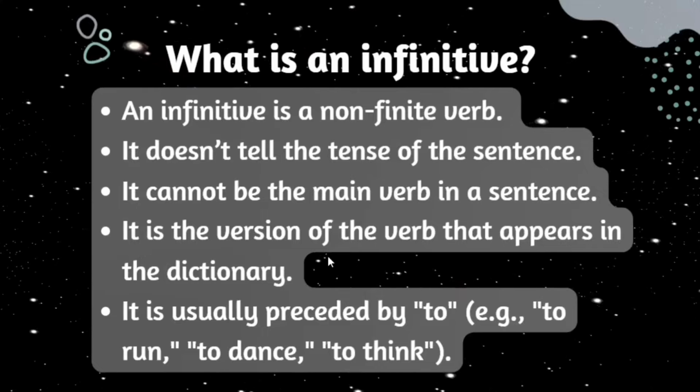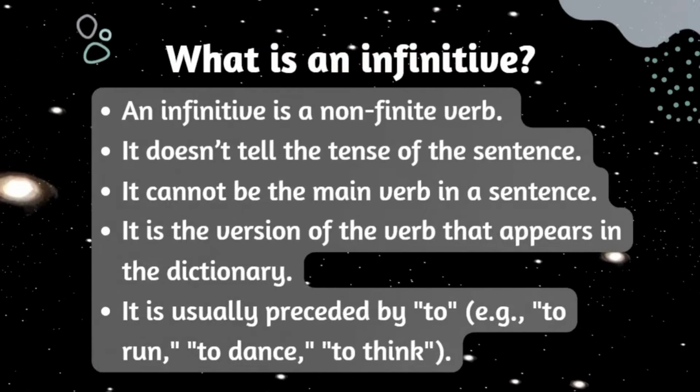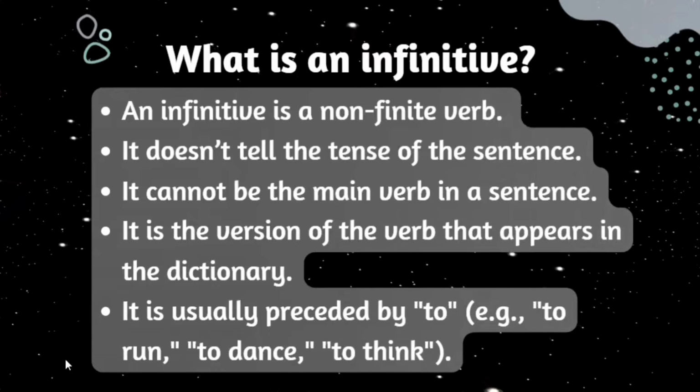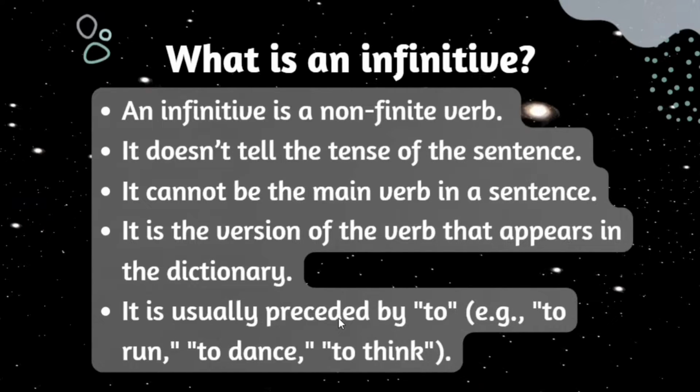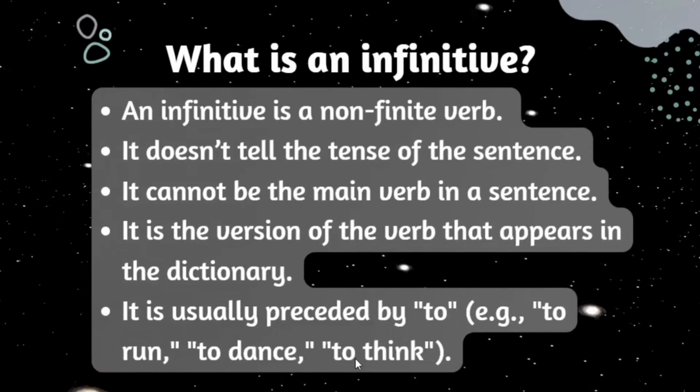Next, it is the version of the verb that appears in the dictionary. You must have seen in the dictionary that you have words written like to like or to go or to develop. So this is the infinitive form of the verb. And this is how we find verbs in our dictionaries. Okay? And the next point is that it is usually preceded by to. For example, to run, to dance, to think.